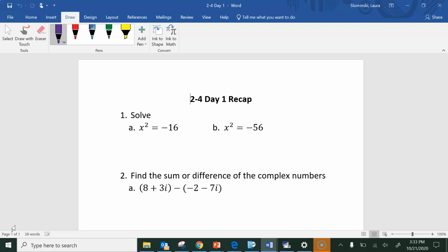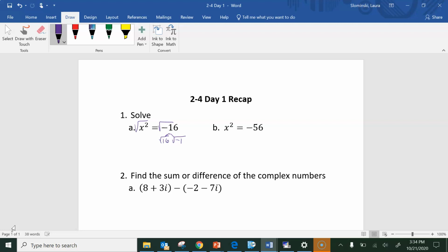I'm just going to go through a few quick problems to recap what you saw in the 2-4 day 1 video. The first thing the video talked about was how you solve given an x squared when it's equal to a negative. And so we talked about how, yes, to deal with a square, you square both sides. But the problem is that we can't take the square root of a negative. So we decided to break this apart as the square root of 16 times the square root of -1. So you can break apart two radicals, or one number as two radicals.